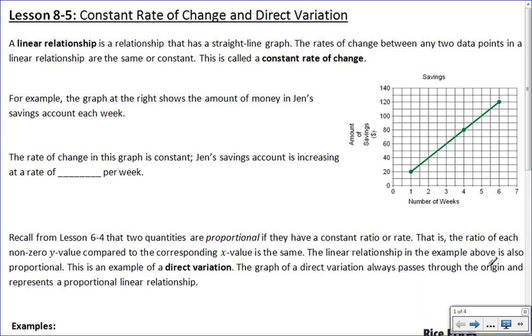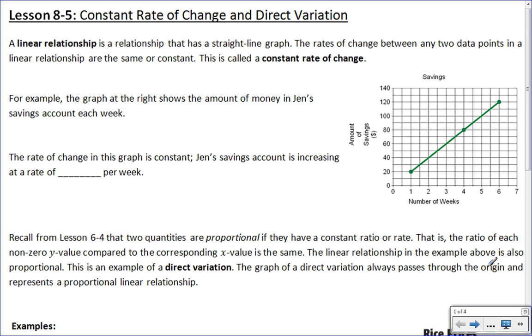This is lesson 8.5, constant rate of change and direct variation. A linear relationship is a relationship that has a straight line graph. The rates of change between any two data points in a linear relationship are the same, or constant. This is called a constant rate of change.